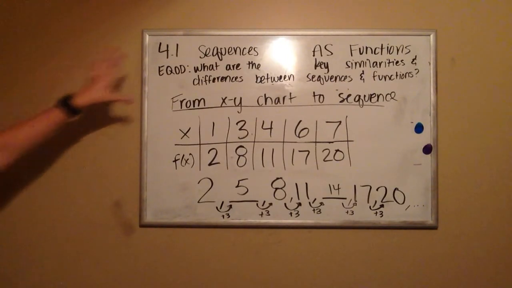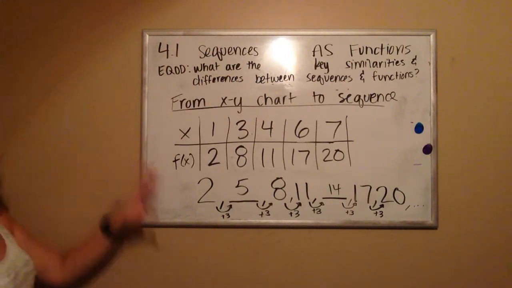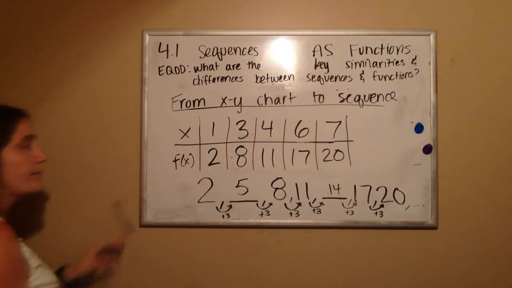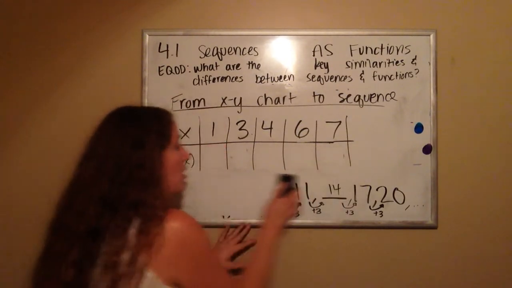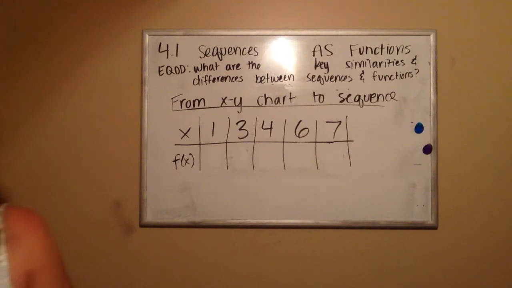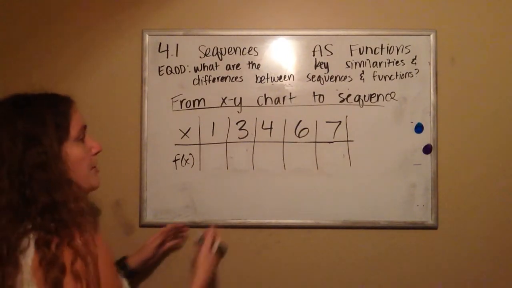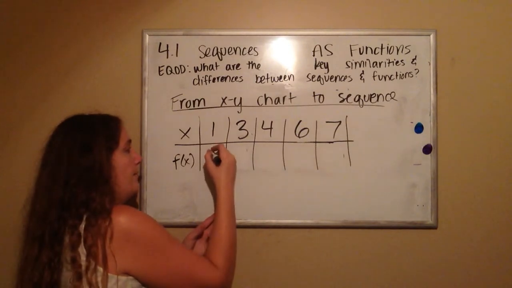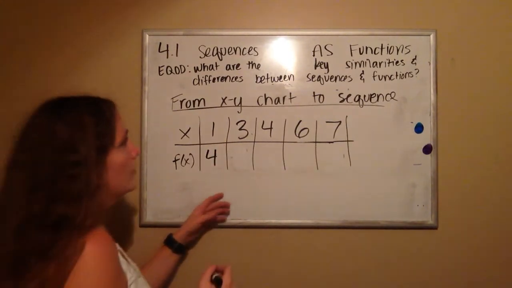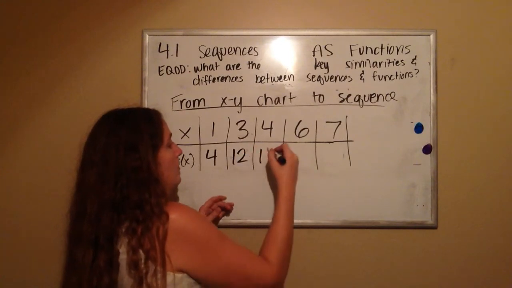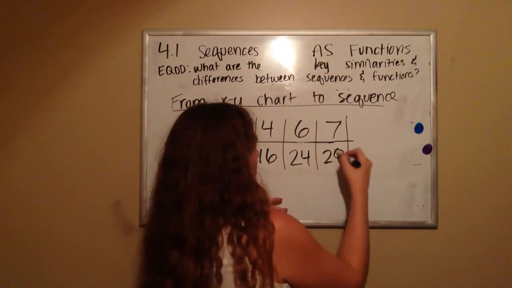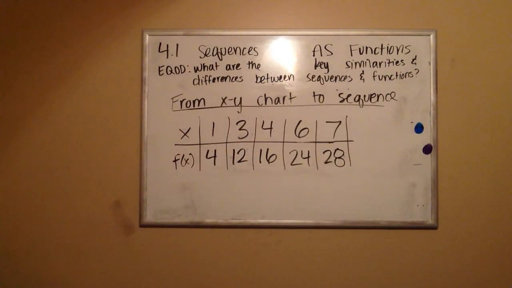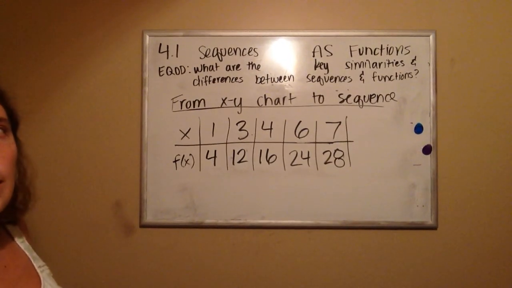Sequences and functions are perfectly aligned, and it's really easy to go back and forth from one to the other. Alright, I'm going to give you one to try on your own. All you are doing is going from the XY chart to a sequence of numbers, just like we just did. Check this out and see what you can do. I want you to write out your sequence of numbers. Make sure to do this one on the left-hand side. Go ahead and pause the video and complete that now.